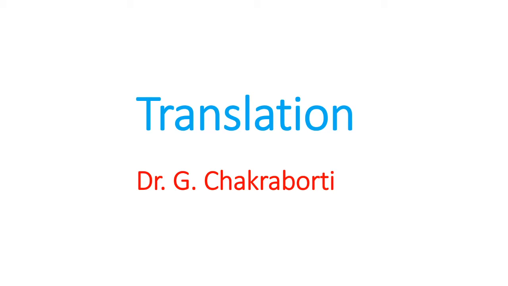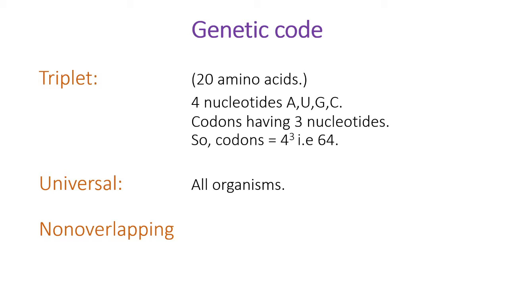Today's topic is translation. At the beginning, I will tell you about the genetic code because it is essential to know about the genetic code to understand translation. Now, a triplet sequence of the nucleotides A, U, G and C is the code word or codon for each amino acid. The complete set of these codons is the genetic code.